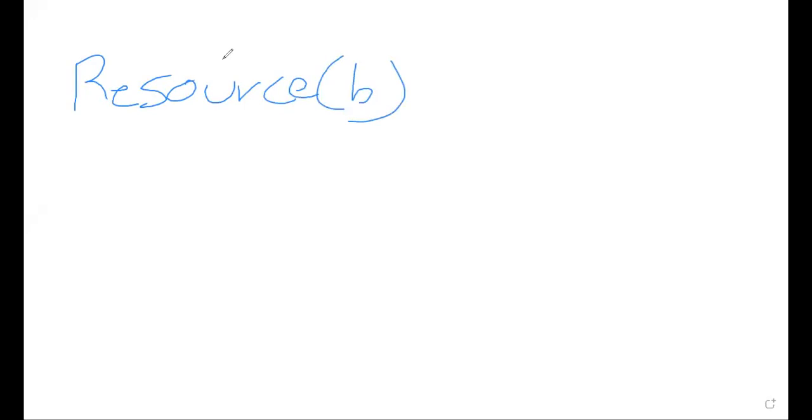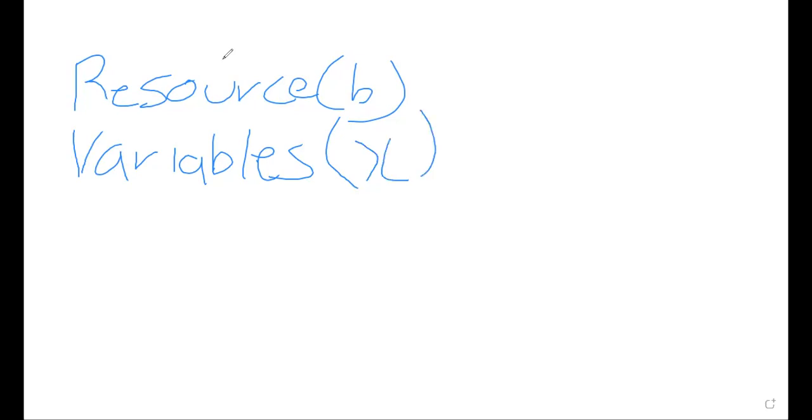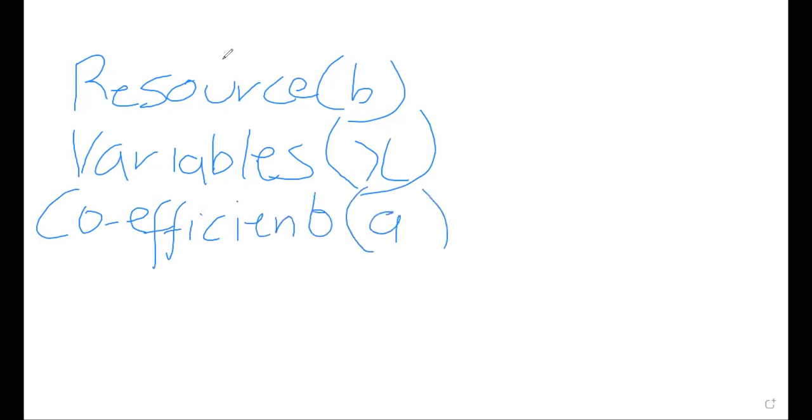And then our variables. Please, can you see my screen? Yes, fine. We can see the screen. All right. The coefficient is denoted by A. Right.